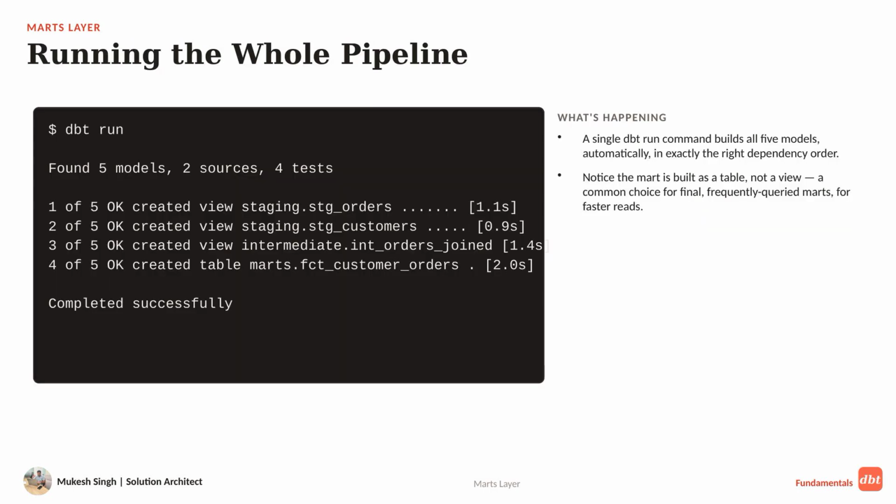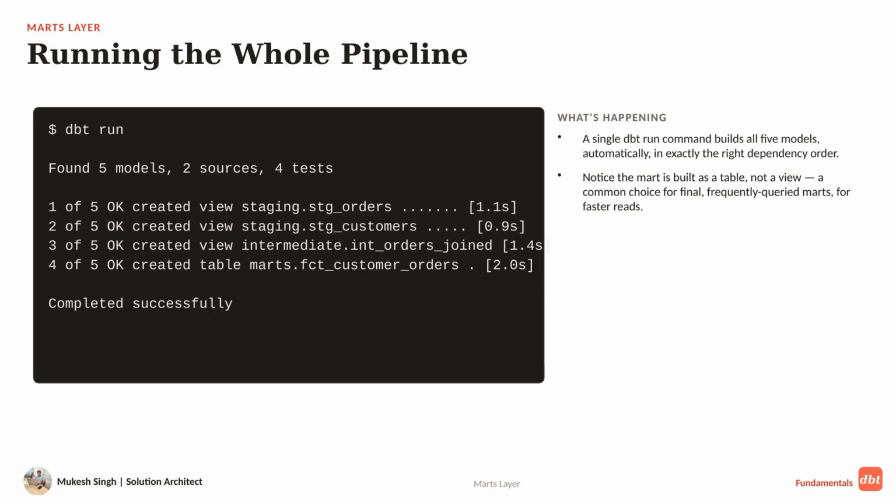One command, dbt run, built all 5 models automatically, in exactly the right order, every time. Notice the mart is materialized as a table rather than a view, a common choice for final, frequently queried marts, since it trades a little extra storage for much faster read performance.